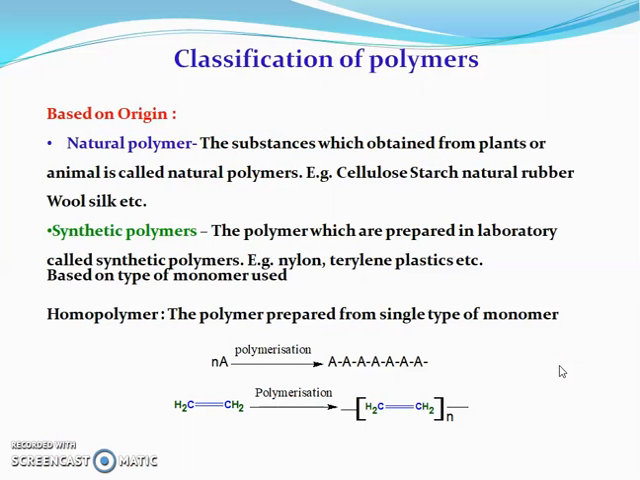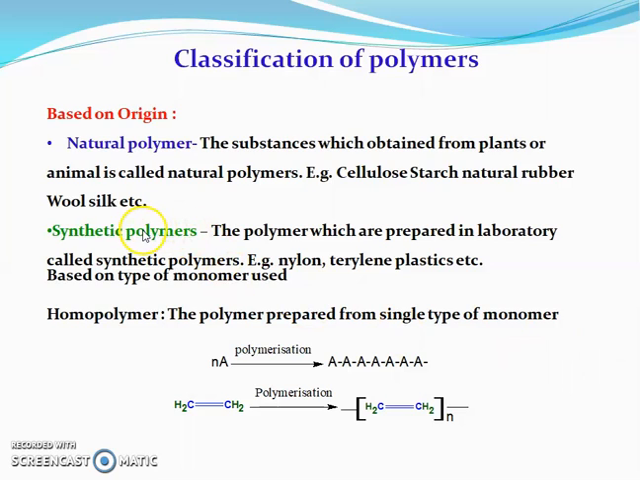Now we will see the classification of polymers. Polymers are classified on the basis of their origin. Firstly, natural polymers. Natural polymers are substances which exist in nature. They may be obtained from plant sources, such as cellulose, starch, and natural rubber. They may also be obtained from animal sources, such as proteins, wool, silk, etc.